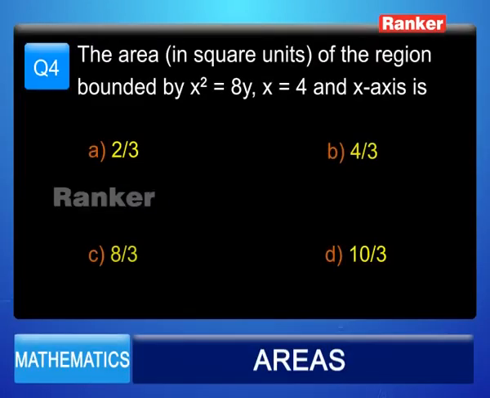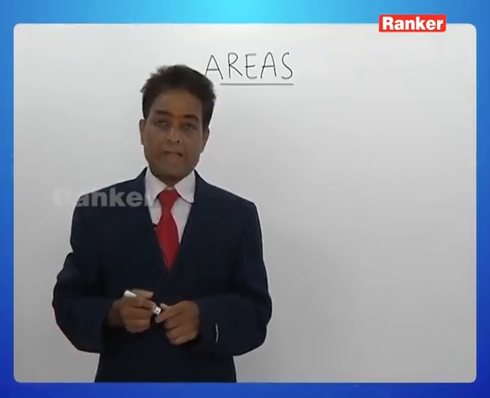Question number 4. Area bounded between the parabola x square is equal to 8y, x is equal to 4 and x-axis. Options: A is 2 by 3, B is 4 by 3, C is 8 by 3 and D is 10 by 3. Let us see what is the right answer, right?